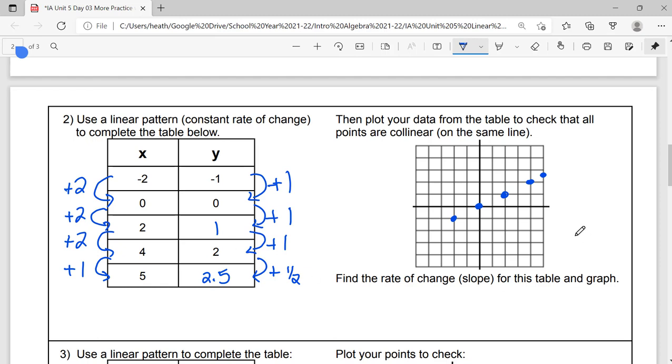And then it says find the rate of change. So there's lots of ways that I can do that, right? I can tell right from the work that I did over on the table that my change in y is 1 every time my x changes by 2.